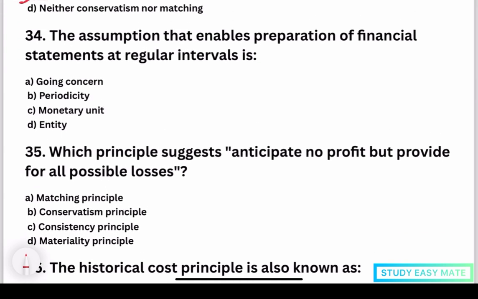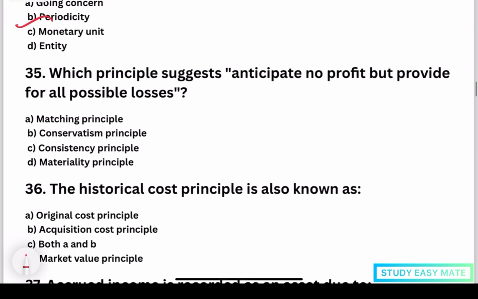So 34, the assumption that enables preparation of financial statements. That is periodicity. And we also saw the other name for it. What is it? Time period assumption, right? So what does it do? It enables preparation of financial statements at regular intervals by artificially dividing the continuous life of a business into specific accounting periods for measurement and reporting purposes.